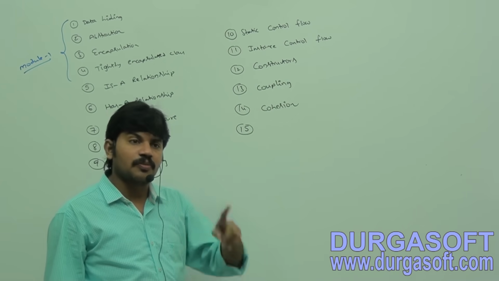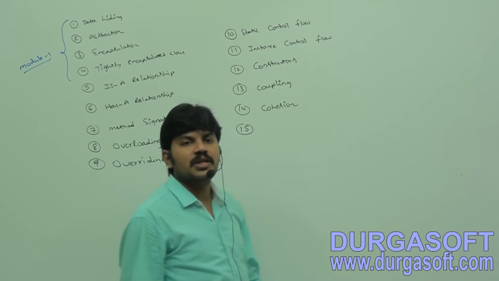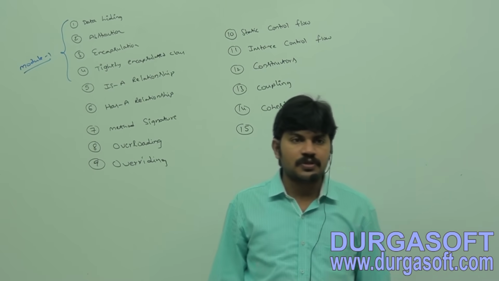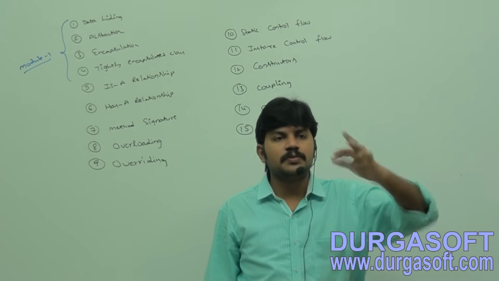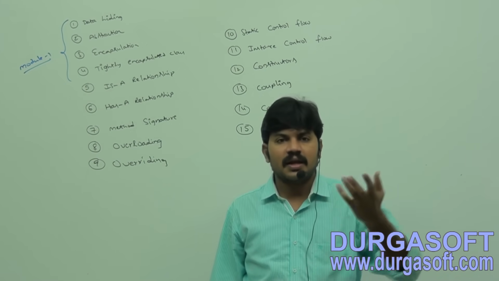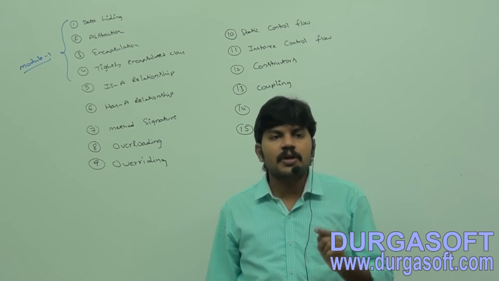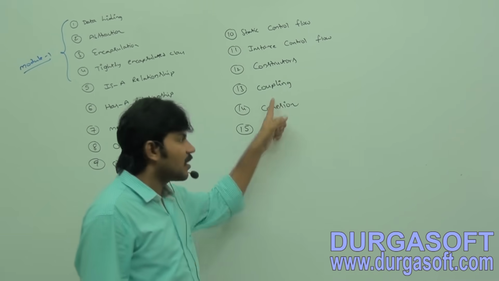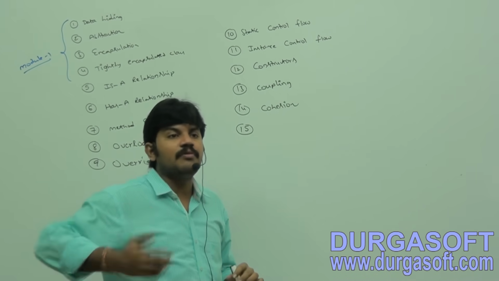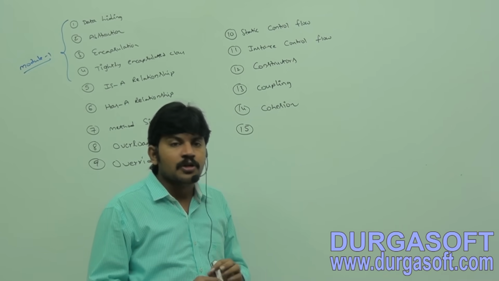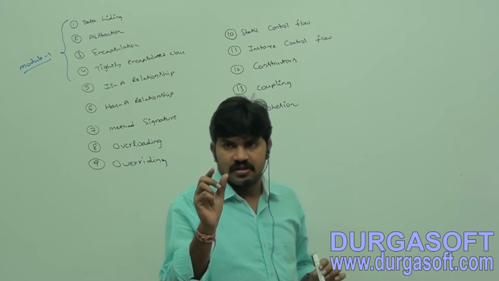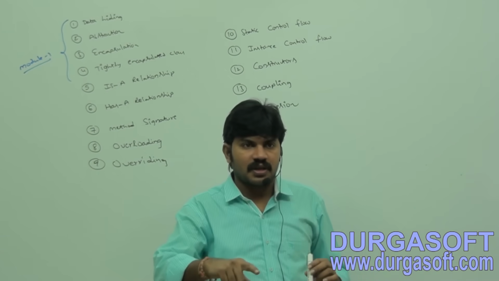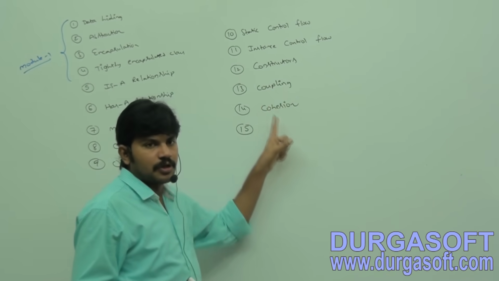Coupling and cohesion are also part of OOPS. Do you know, there are almost 13 features in OOPS. Coupling and cohesion are also OOPS features, like inheritance and encapsulation. But coupling and cohesion are a bit high-level, advanced OOP features, right? If you are talking about design patterns or framework level, then these words will come into the picture.